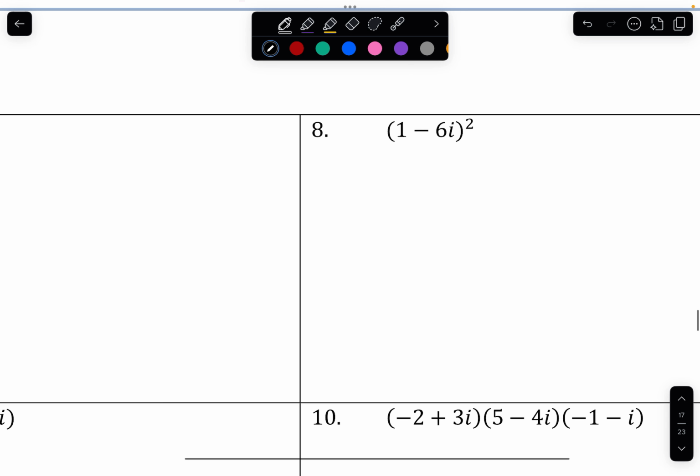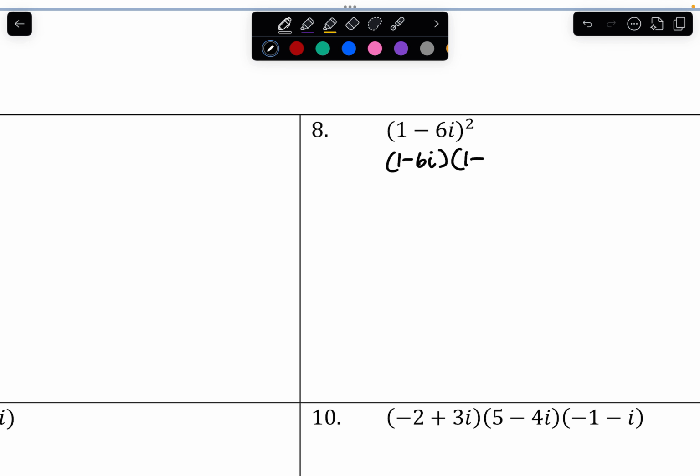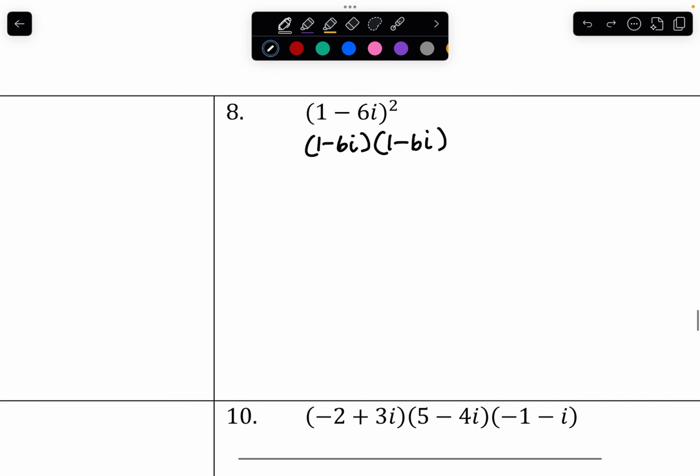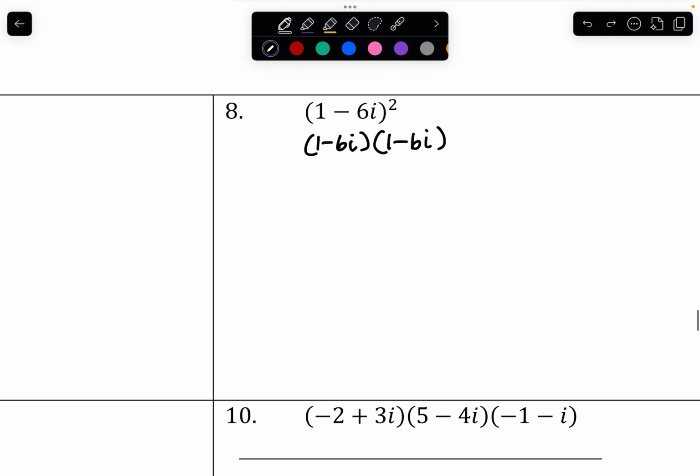Okay, this next one says 1 minus 6i squared. That's 1 minus 6i times itself. And I encourage you to write it this way because a common mistake is trying to distribute this square, and you cannot do that. You do not distribute a square to a sum or a difference. And so this is a binomial times a binomial situation.